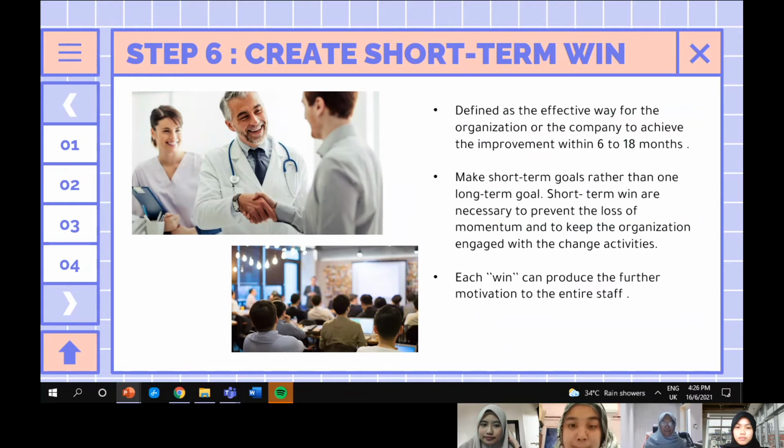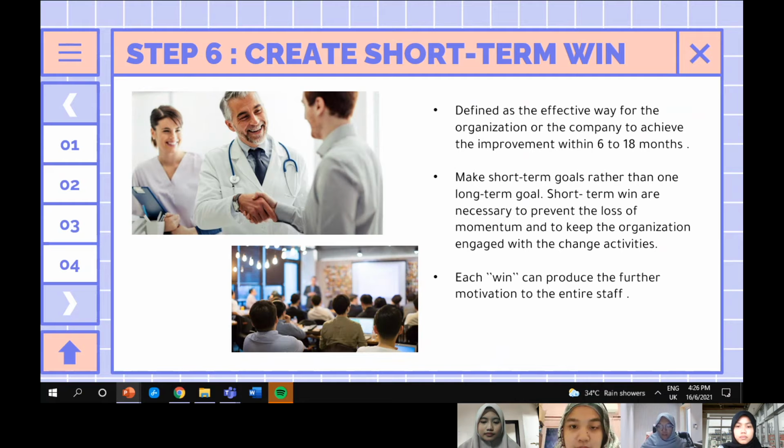In this step, step 6, create short-term wins, defined as the effective way for the organization or the company to achieve the improvement within 6 to 18 months. Make a short-term goal rather than one long-term goal. Short-term wins are necessary to prevent the loss of momentum and to keep the organization engaged with the change activity. Each win can produce further motivation to the entire staff.